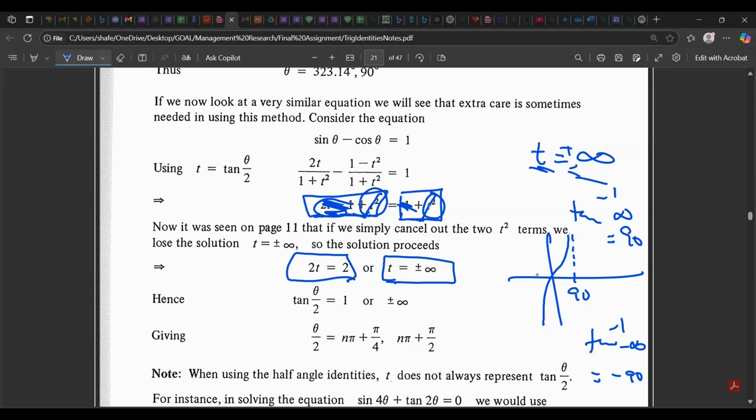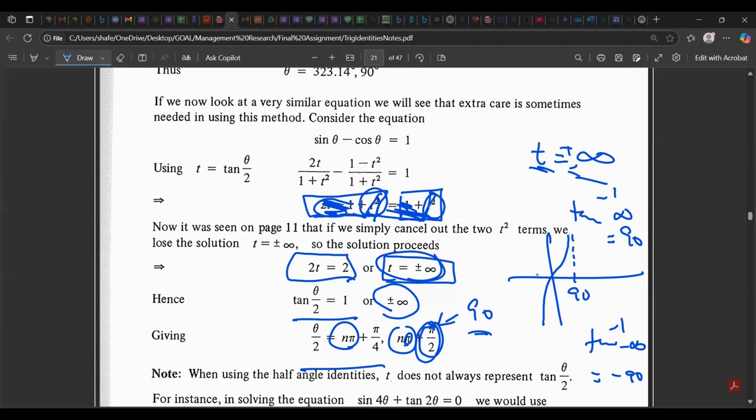So there is a solution there that will be lost if you were to just cancel the t squared, right? From this you will get this solution, but from this you will get, notice, n pi plus pi over 2. This is the 90 we're talking about. The general solution always has n pi inside for tan, right? And therefore, pi over 2 is a solution to this equation, which comes from this part here.